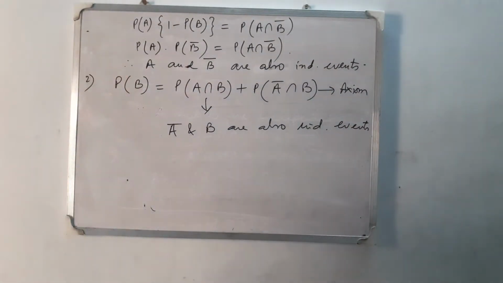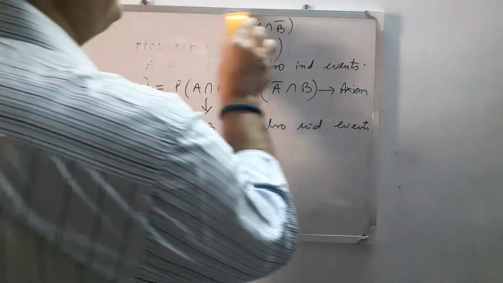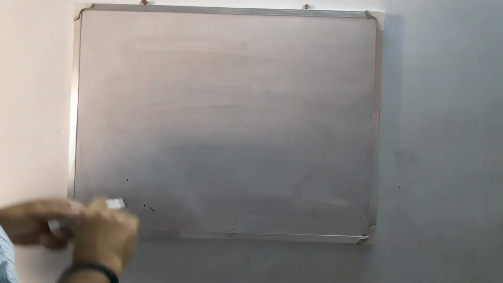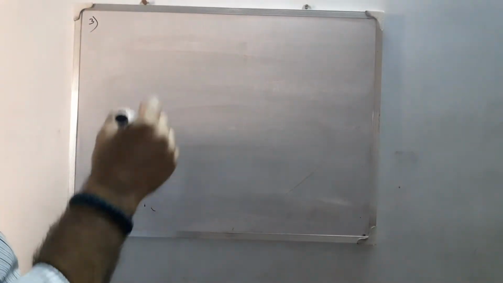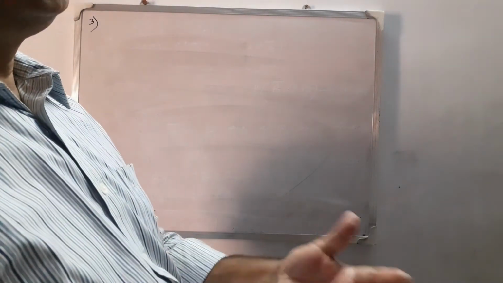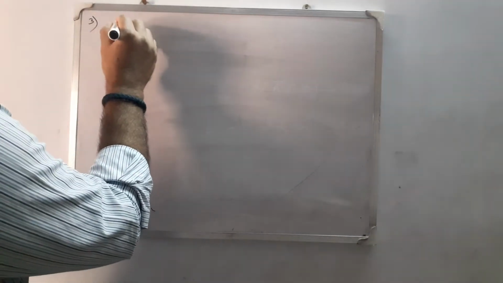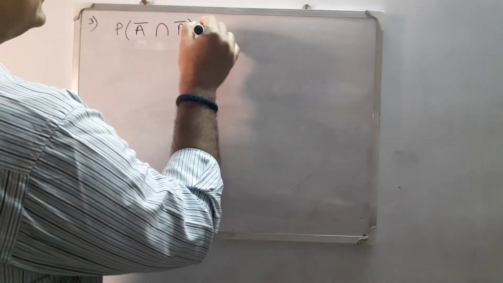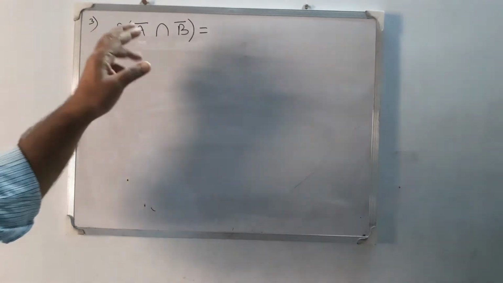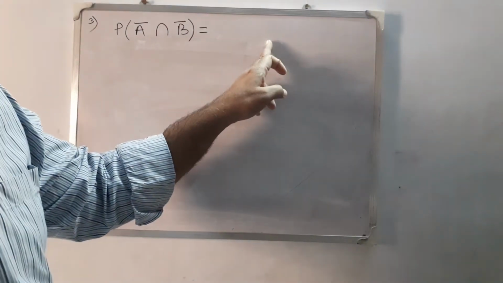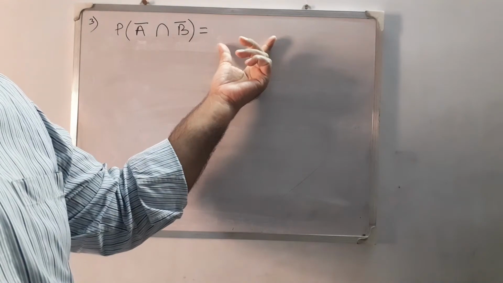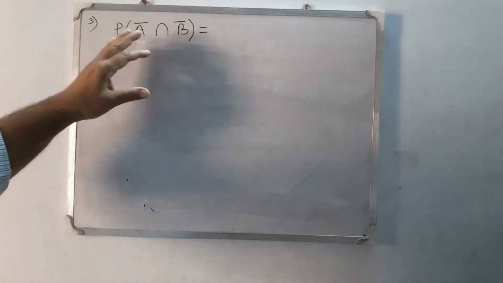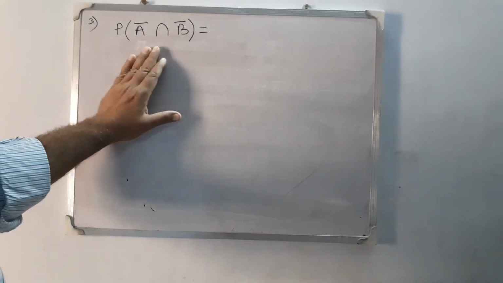Now, for the proof of the third part, we have to prove that A bar and B bar are independent events. For that, we are given P(A ∩ B) is equal to P(A) into P(B). And we have to prove that P(A bar ∩ B bar) should be equal to P(A bar) into P(B bar). Then in that case, A bar and B bar are independent events. So now, how to prove? You see here, we can apply De Morgan's theorem.